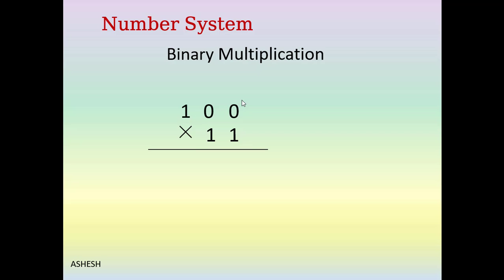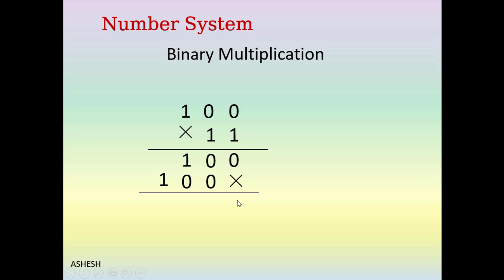Again, 0 multiplied by 1 is 0. 0 multiplied by 1 is 0, and 1 multiplied by 1 is 1. Again, 0 multiplied by 1 is 0. 0 multiplied by 1 is 0. 1 multiplied by 1 is 1. Now we add these numbers.